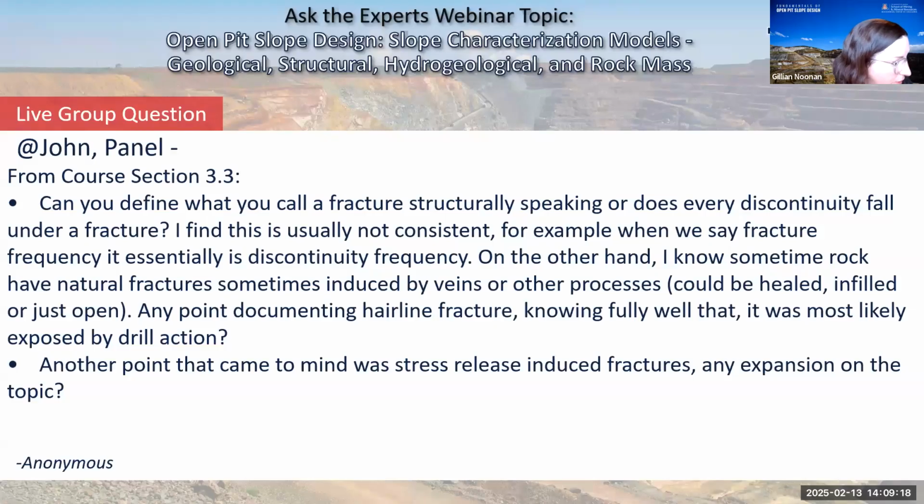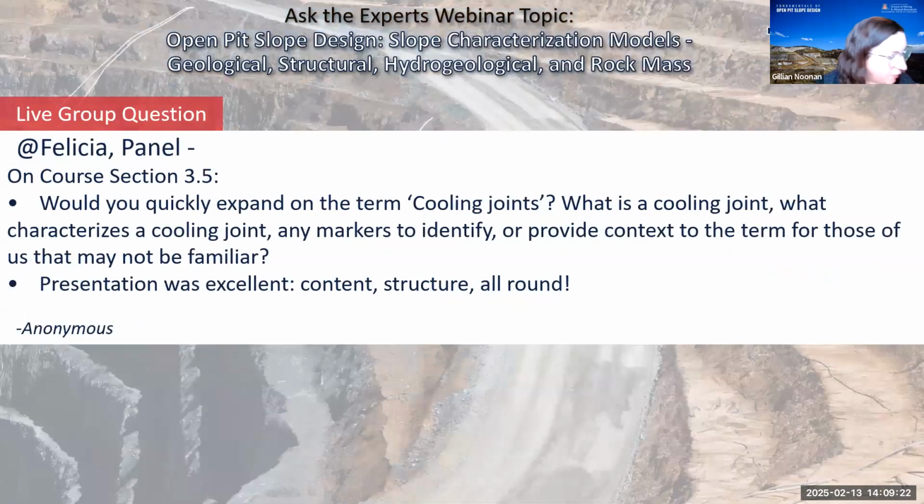All right, so the next question I'm going to pull up is for Felicia on your module, which is module 3.5 on structural domains. So the question is asking if you could quickly expand on the term cooling joints. What is a cooling joint? What characterizes a cooling joint? Are there any markers to identify or provide context to the term for those of us that may not be familiar?